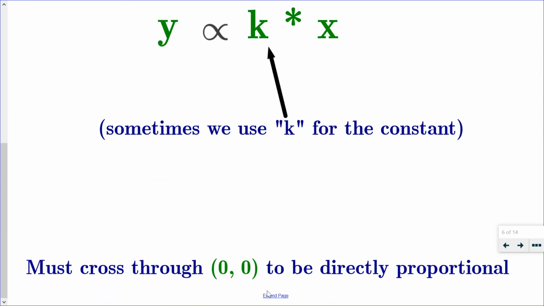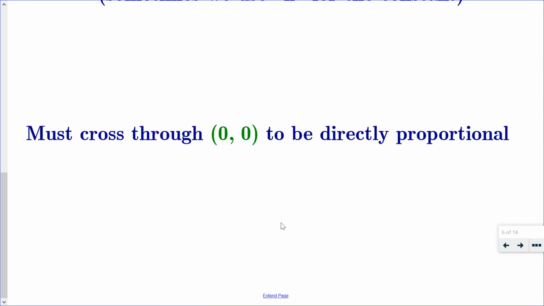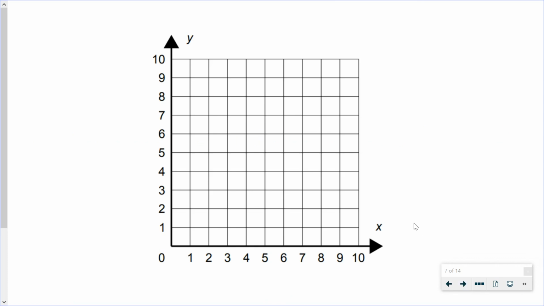The last piece that's really critical to be a direct proportion is that we have to go through 0, 0. A relationship is not directly proportional if it does not go through 0, 0. So that's a really important point. I'm going to draw a little example for you.